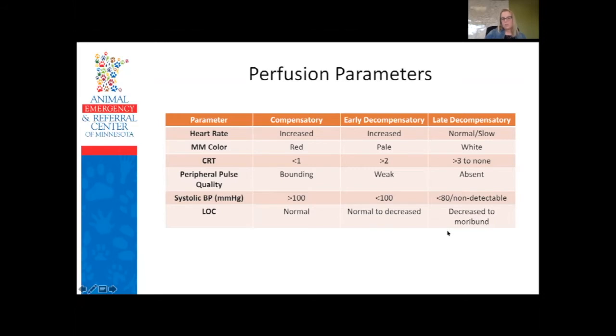So being able to recognize your perfusion parameters, again, is it all that important that you're able to look at your patient and go immediately, ooh, you're in compensatory shock or you're in late decompensatory shock? Maybe not, but it's important to be able to recognize kind of the spectrum of severity because that may help trigger you to say, I need to triage and stabilize this patient much more quickly than somebody else.